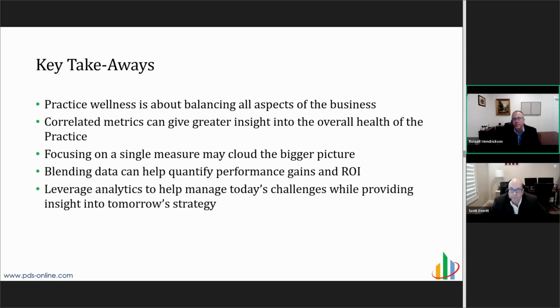So some of the other things to consider, by blending data and bringing in benchmarks, it makes it much easier to quantify performance gains, performance opportunities, and even the ROI. So it makes it very easy to justify why we are doing this, where there are performance gains, as well as focusing your efforts, right? So that you're really focusing on the 20% that'll yield 80% of the results.